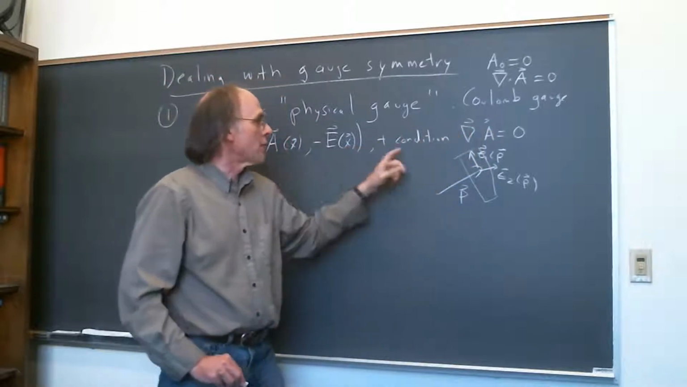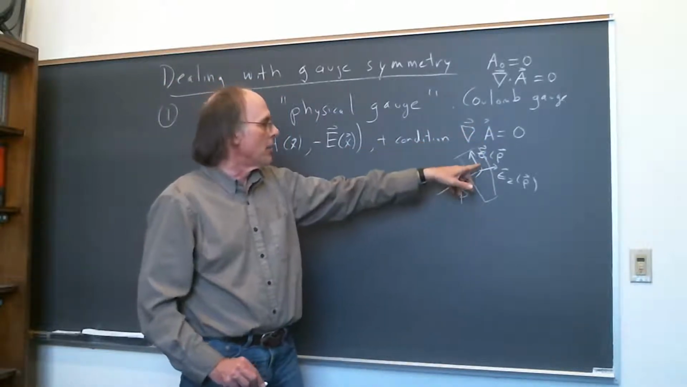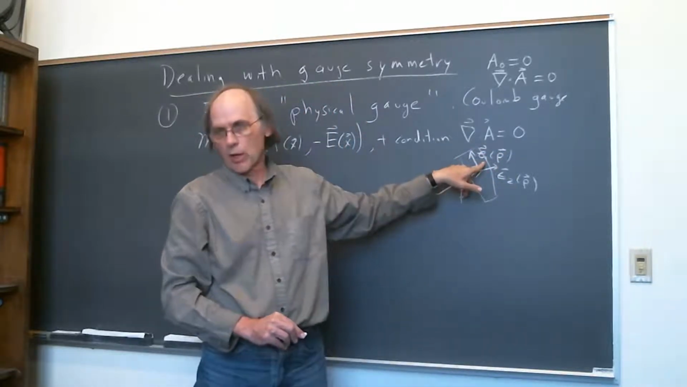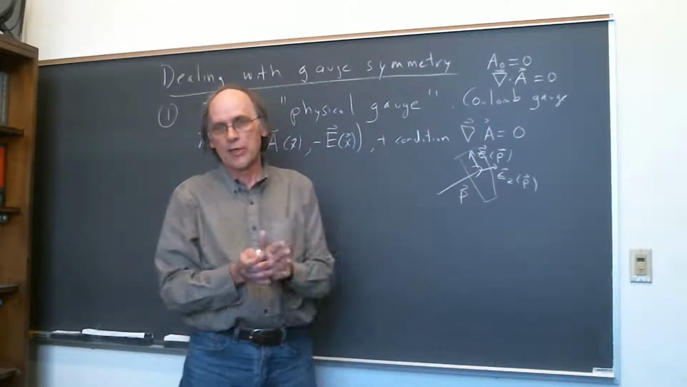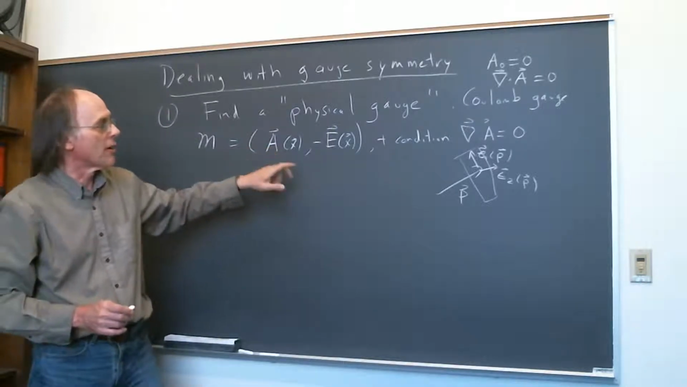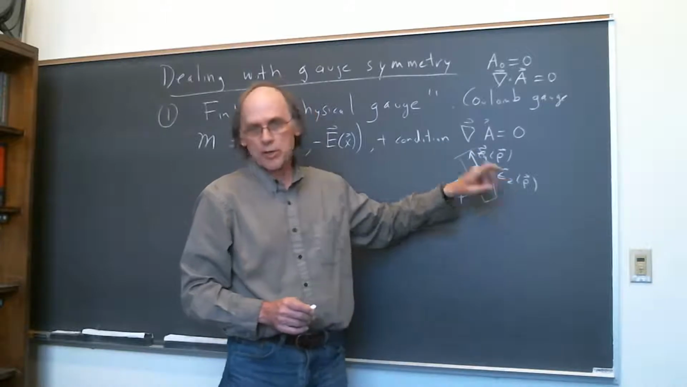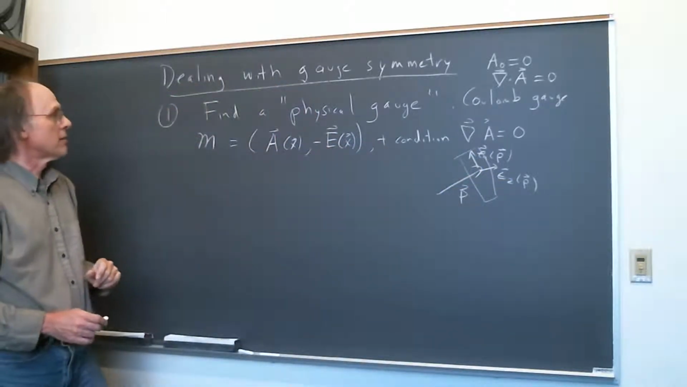Then what you find is that you can parameterize the solutions that obey this condition in terms of 2 degrees of freedom: one function of p that multiplies this vector, and another function of p that multiplies that one. Instead of having 3 degrees of freedom at each point, you've got just linear combinations of these two vectors. Okay, so that's the physical gauge.